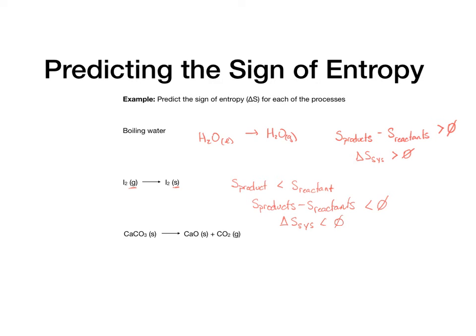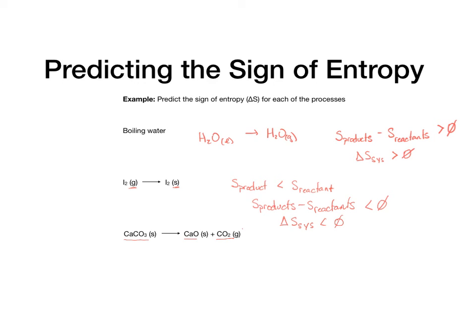Okay, and then our last example is calcium carbonate decomposing into calcium oxide plus CO2 gas. If we look at this, we have a couple of ways of thinking about it. One is thinking about the complexity of the atoms, and you can say that there's more complexity on the product side than there is on the reactant side because you have more molecules.